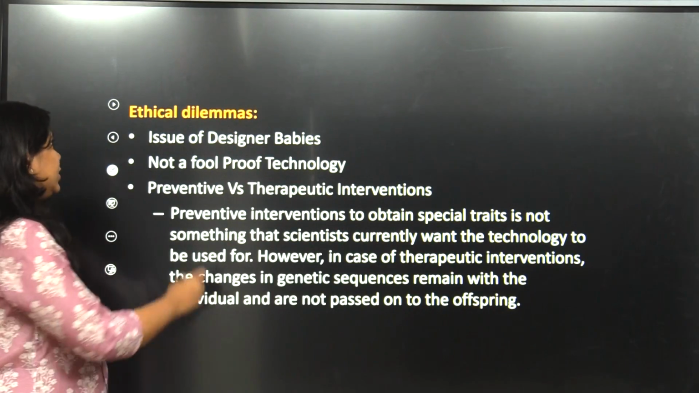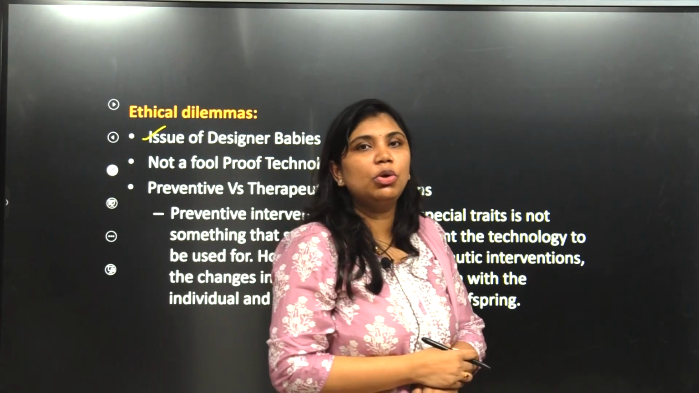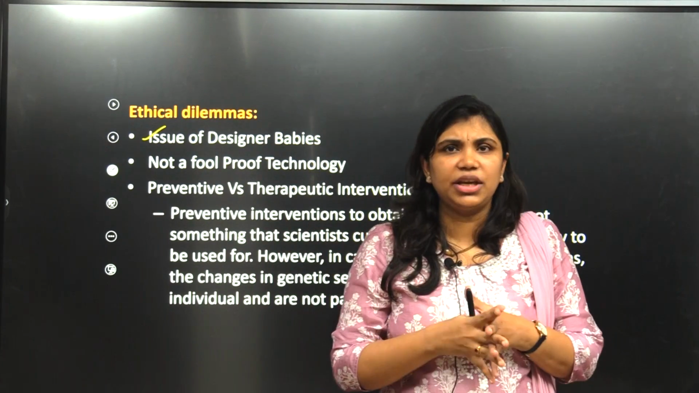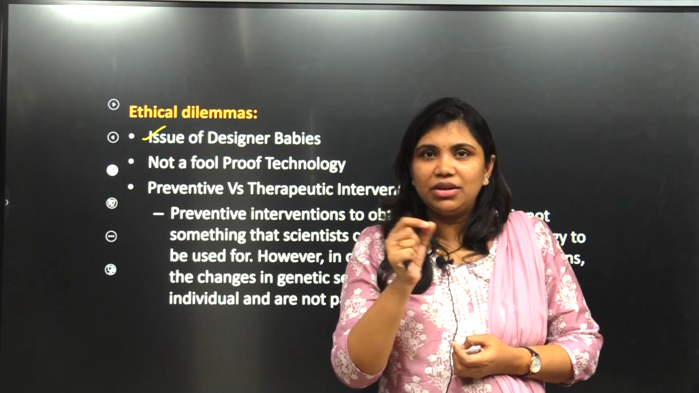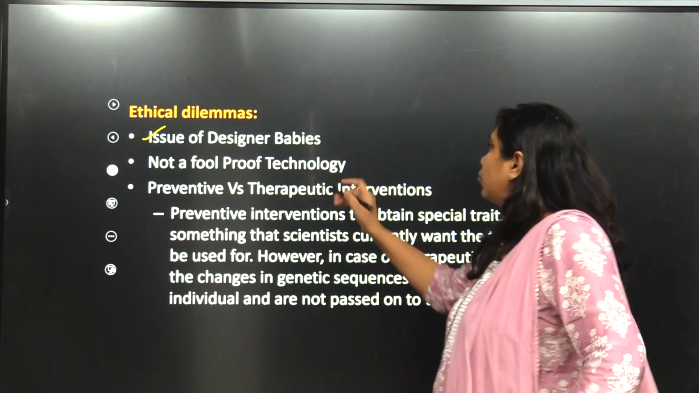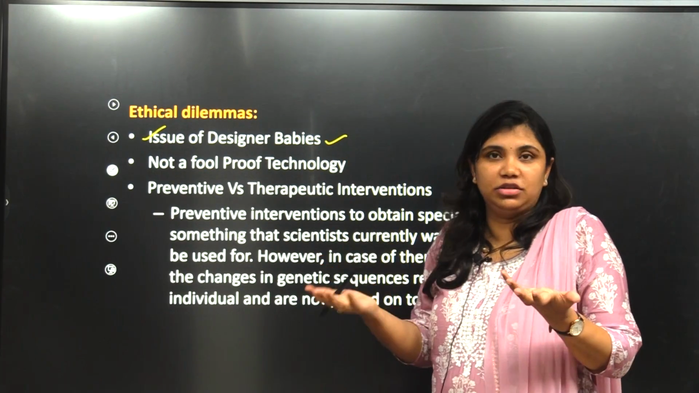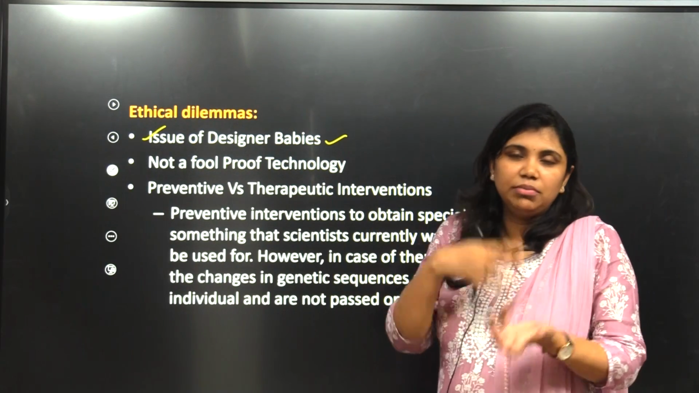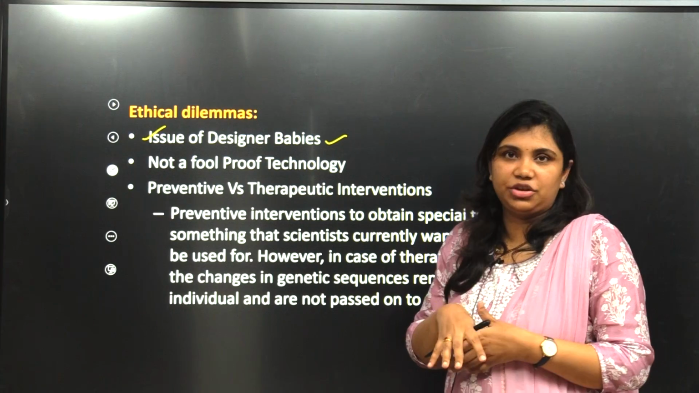So what are the ethical dilemmas? The issue of designer babies. What is the issue of designer babies? We have seen it in China, where a gene in children was changed so that they won't be attacked by HIV. This could be a probable issue. People can give different characters. If they change the gene, it will be an artificial process, not natural selection.